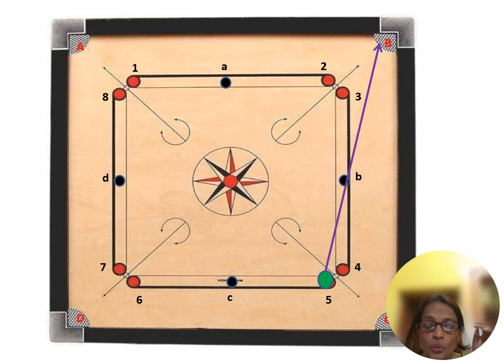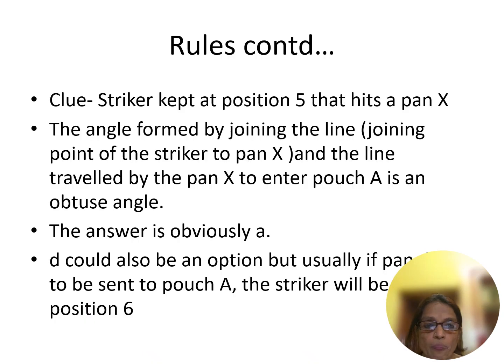So that's how the clue is given. Now let us see. The striker is kept at position 5 and that hits pawn X. The angle formed by joining the point of the striker to pawn X and the line travelled by pawn X to enter pouch A is an obtuse angle. So now the striker is kept at position 5. There is a pawn X, that means either A, B, C or D.